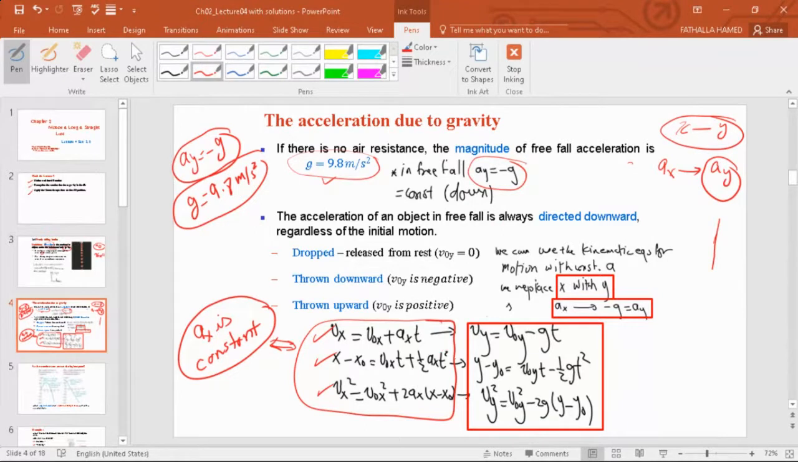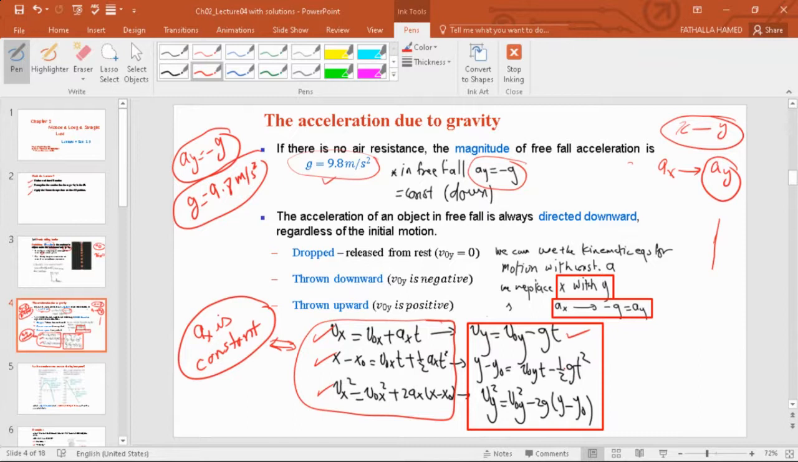So if I come to my set of equations, and now I want to change the x into y, where I'm going to consider the y direction here as the vertical to the surface of the Earth. So the Vx, I'll change it into Vy. And the V0x, I'll change it into V0y. And the ax, I'll change it into ay, but ay is equal to minus g, and that's why here I have Vy equal to V0y minus gt.